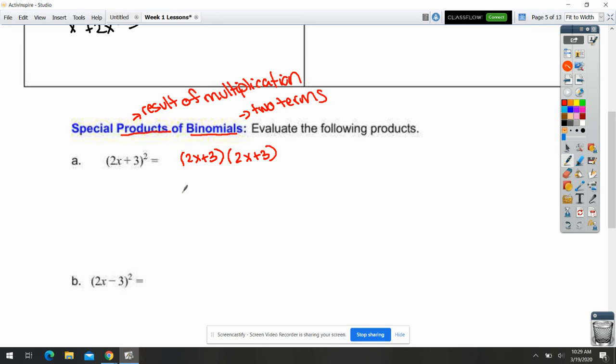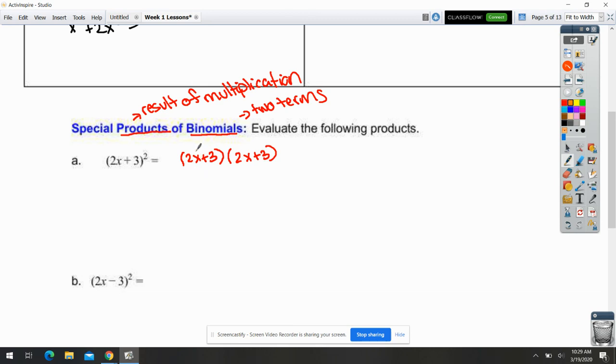So that's what the squared means. You're taking this binomial and you're multiplying it by itself. Okay? So an exponent of 2 means you're multiplying the same thing by itself twice. If it was to the third power, it would be 3 times, and so on.